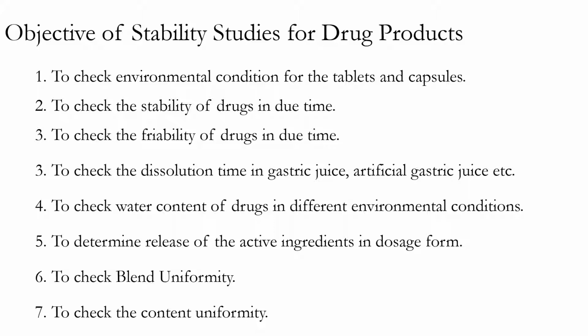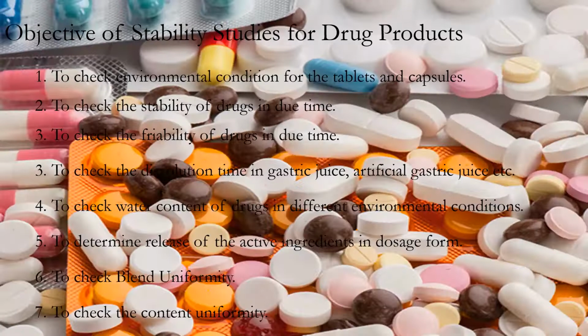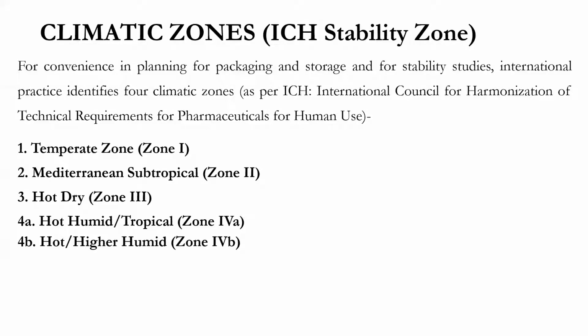To check the dissolution time in gastric juice and artificial juice, and also we need to check the water content of the drug in different environmental conditions to determine the release of API in the dosage form. And also we need to check the content uniformity and blend uniformity. So these are the objectives for today's stability study of a drug product.